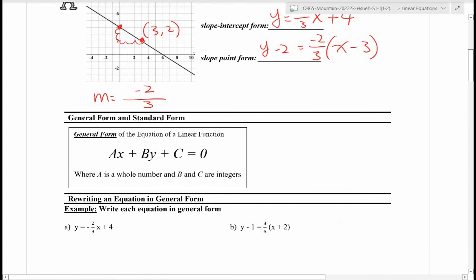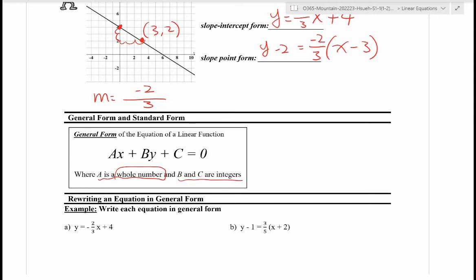Here is the general form. It says general form of the equation of a linear function. It looks like this: Ax + By + C = 0, where A is a whole number and B and C are integers. What that means is that the coefficients A, B, and the constant C cannot be fractions or decimals. They all have to be integers, except that A has to be positive. Whole numbers and integers differ in that integers could be negative, but whole numbers must be positive.